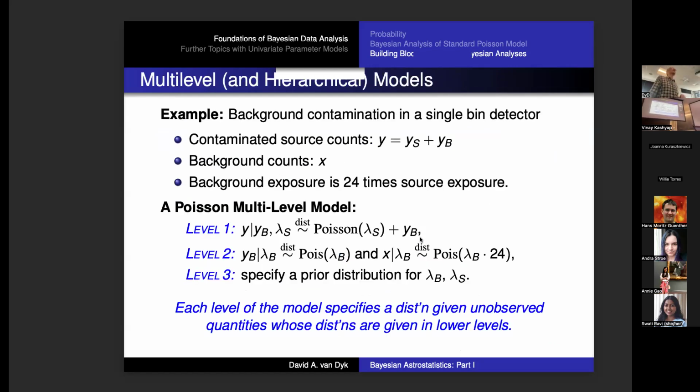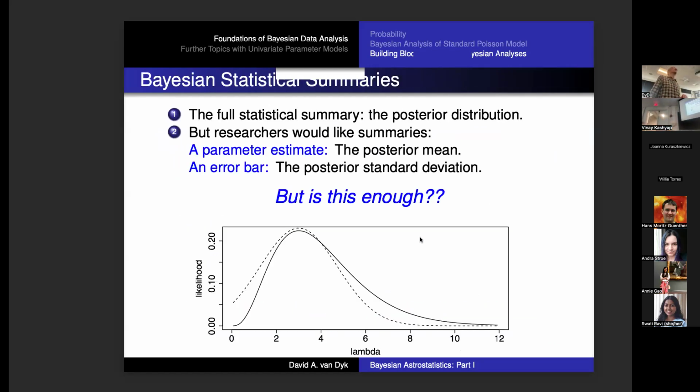Let me skip ahead. I want to make sure I focus on the things that are most important. Okay, so Bayesian statistical summaries. The full statistical summary is the posterior distribution. Researchers often, when you write a paper, need an estimate and an error bar. So often we give the estimate and the error bar by the mean and the standard deviation of the posterior distribution, as I was saying earlier. But is this enough? I want to think about other ways that I might summarize the posterior distribution, or cases where the mean and the standard deviation are not quite the right thing.